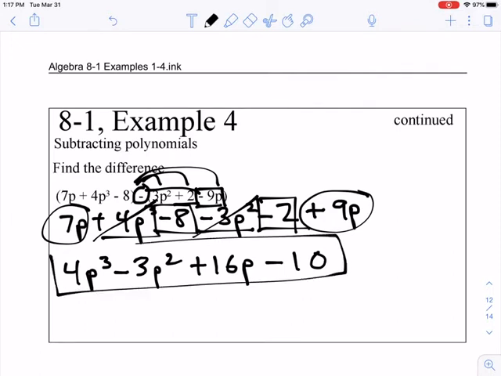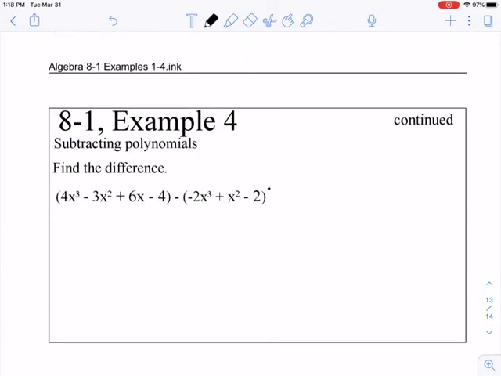Let's try one where you do the work, and we'll see how you did on it. Okay, great. So subtract this one. You've got a double negative right off the bat, so hopefully you see that. Pause the video and then come back and we will work on this together.